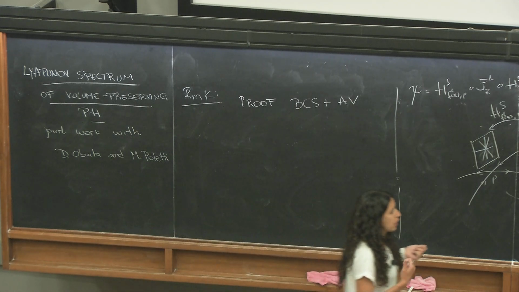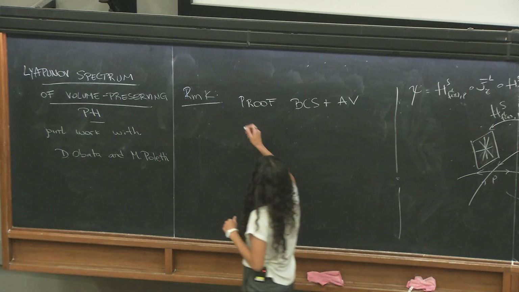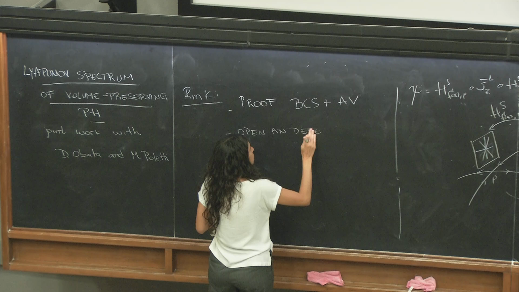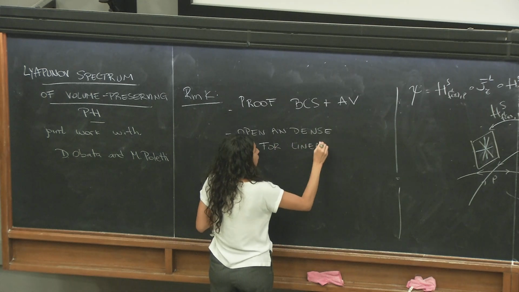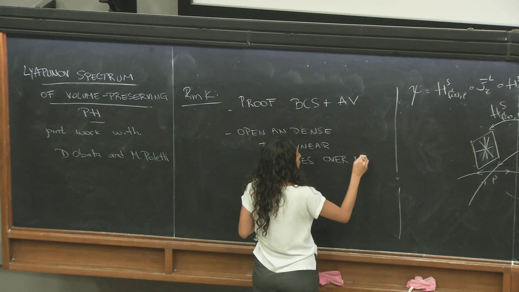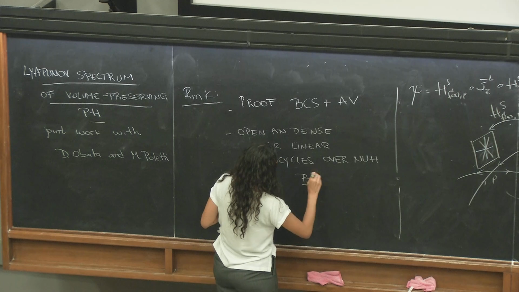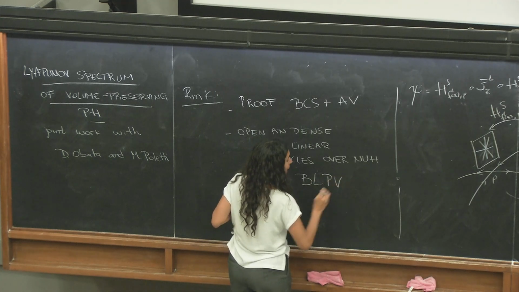So at the beginning, I mentioned that the goal was to have open and dense subsets of simplicity, okay? This has already been proved for linear cocycles over non-uniform hyperbolic maps by Bocker, Poletti, Brandão, Lima.